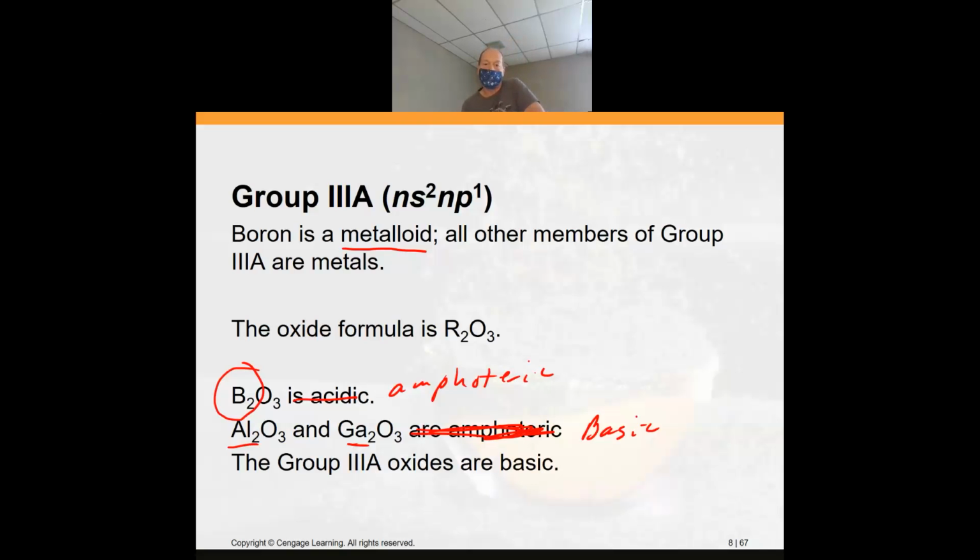In theory, when you are a metalloid, you act as a metal and a non-metal, and so you're going to be amphoteric. When you are a basic oxide, when you're a metal oxide, you're going to be basic, and I'm going to stick with that on the test. All right, and so group 3A oxides are basic. The only one that has some acidic character is the metalloid boron.